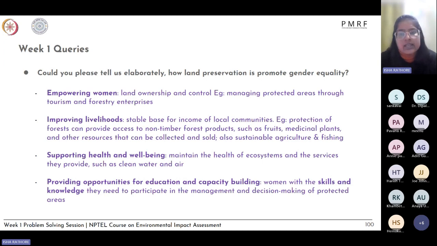Supporting the health and well-being. So it helps in maintaining the health of ecosystem and services that they provide, such as clean water and air. Then you also have opportunities for education and capacity building for women and skills and knowledge development such that they can participate in management and the decision making of protected areas. It gives them a voice in certain areas, so it helps in promoting the gender equality.